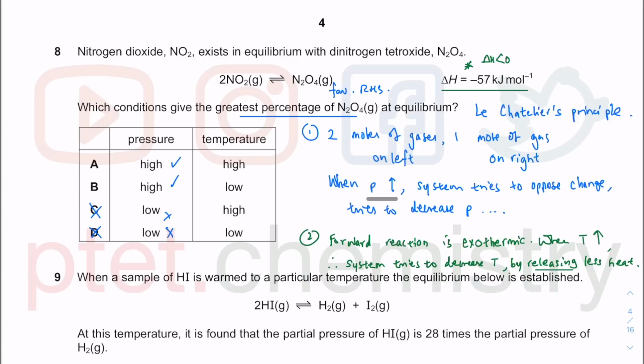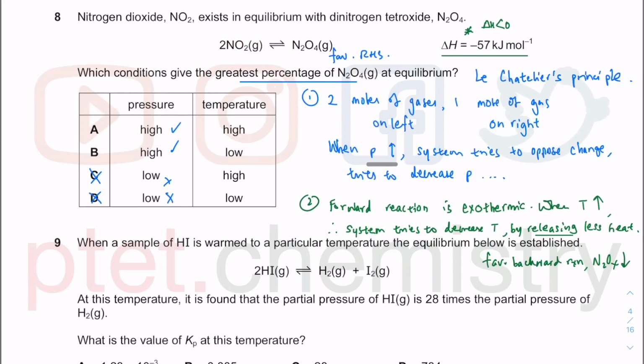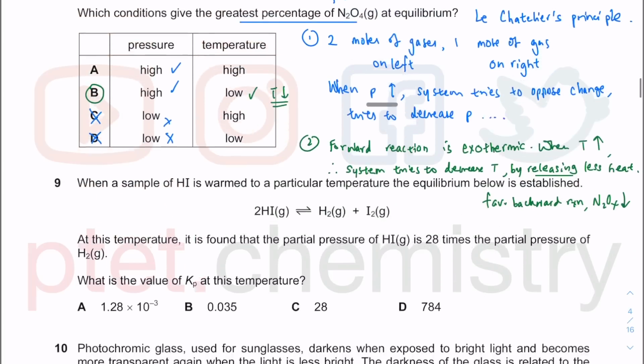You release heat going from left to right. When you release less heat, you're going to favor the backward reaction. When you favor the backward reaction, you're going to get less N2O4. Therefore, the yield of N2O4 will decrease as the temperature increases. You want a higher yield of N2O4, so you don't want temperature to increase, you want temperature to decrease. That's the only way you can favor the forward reaction, and N2O4 will increase in yield. So option B must be our answer there.